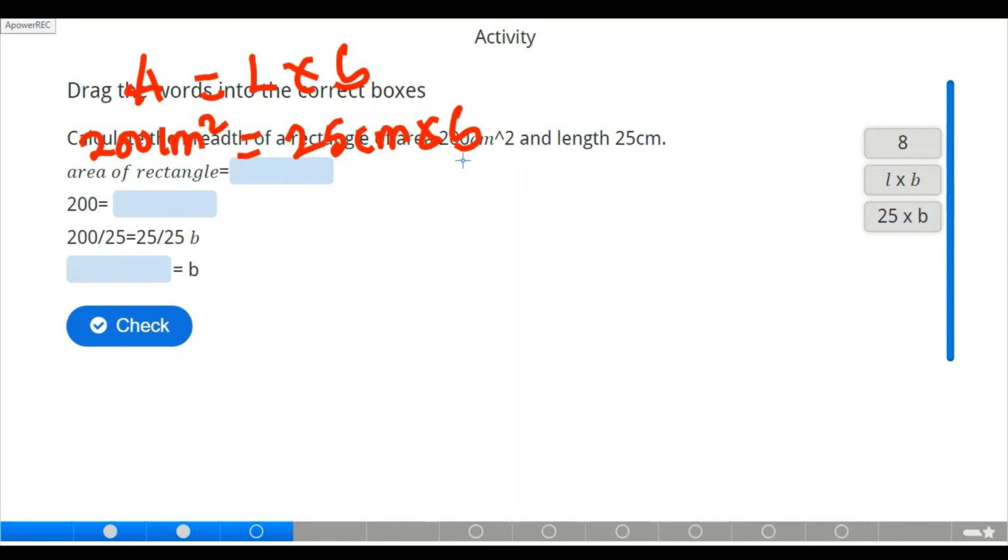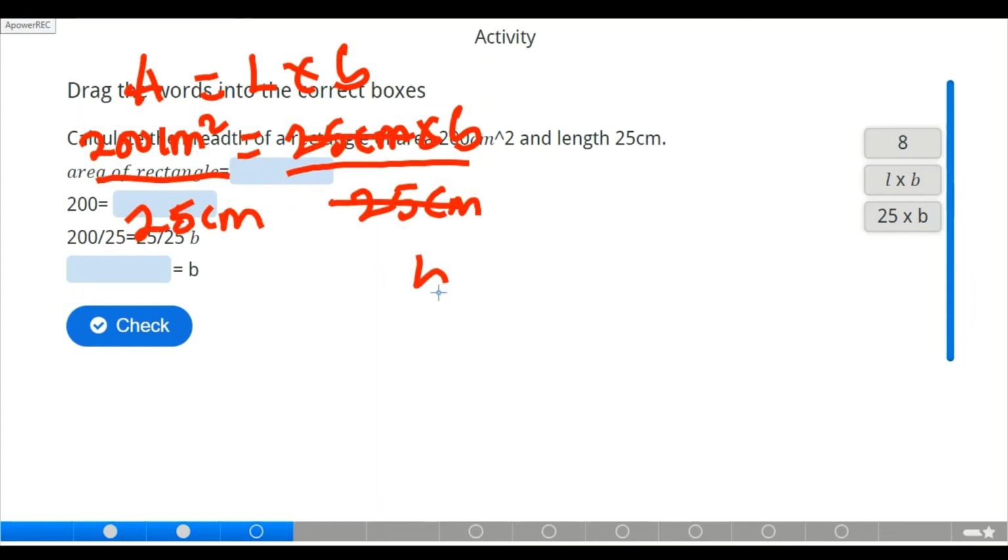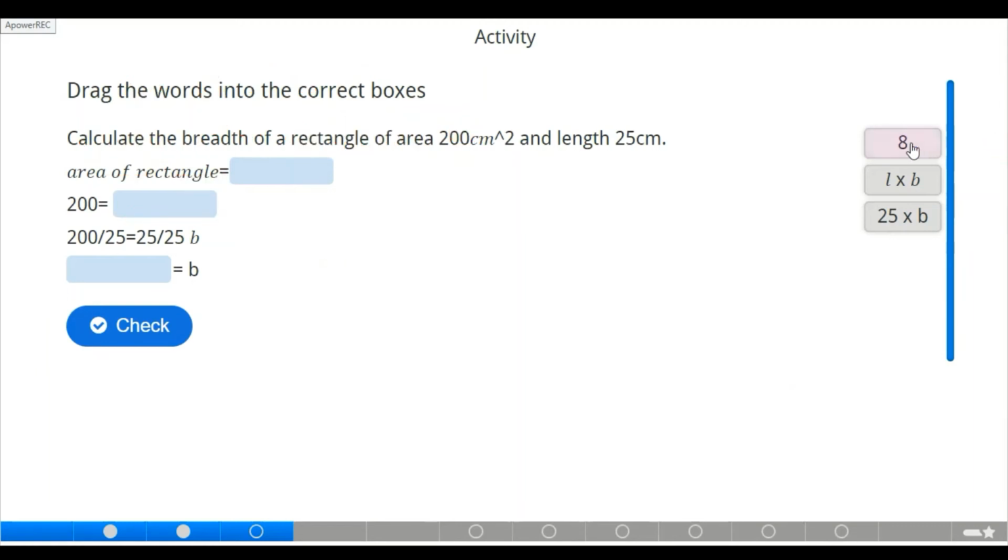So what we just need to do is divide this side by 25 centimeters so that we can have our breadth, and divide the other side by 25 centimeters. 25 centimeters cancels 25 centimeters here, so we have B left here. How many times does 25 go into 200? That is 8. And remember, one of the centimeter will go, so we have 8 centimeters, and that is the breadth of that rectangle. So let's fix the right answer into the boxes. The area of the rectangle is length times breadth.